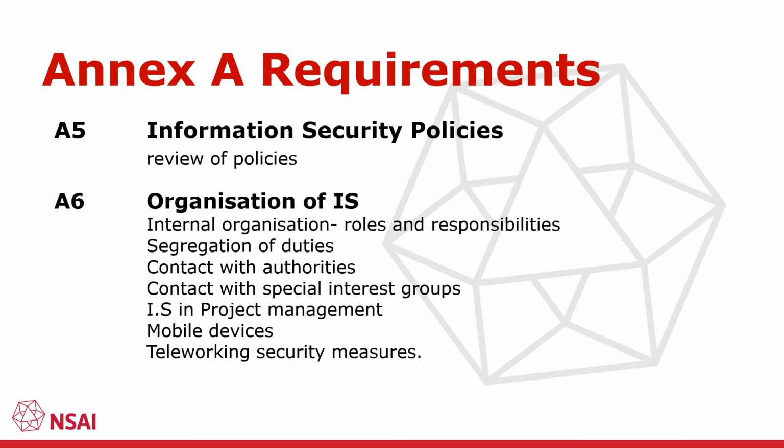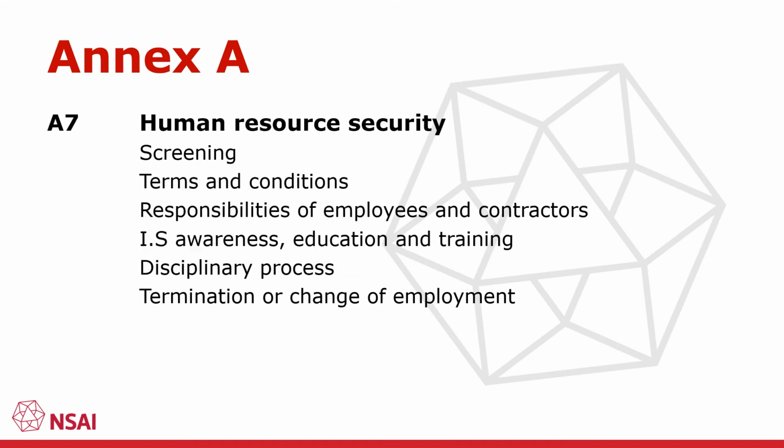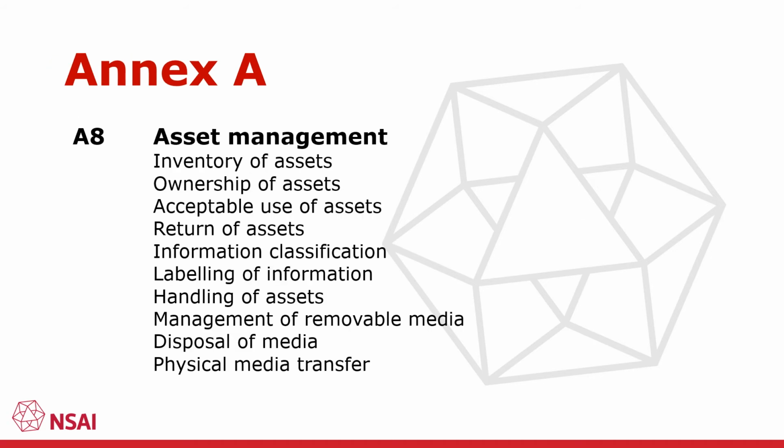We are now moving on to the Annex A controls. Again, they start with A5, which has 2 controls applicable to policies and their review. A6 has 7 controls across roles and responsibilities, project management, mobile devices, and teleworking. There are 6 controls within A7, HR security. These controls relate to employees prior to employment, during employment, and on termination and change of employment.